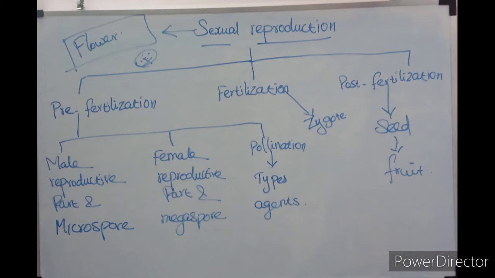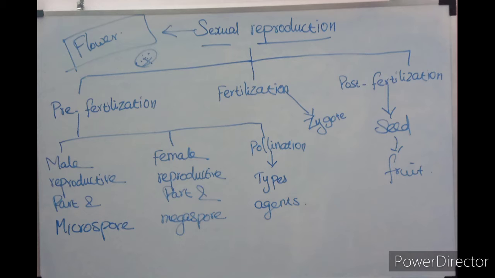Next is fertilization. The fusion of male and female gamete. They fuse together to form a zygote. So zygote formation is called fertilization. So next to the fertilization, the post-fertilization. The zygote will develop into the seed, then fruit, the next young one formation. That is called post-fertilization. So these are all the things coming under sexual reproduction in plants.